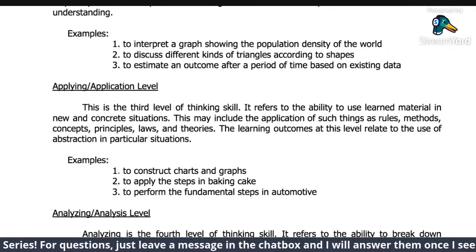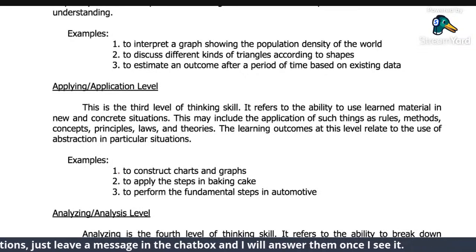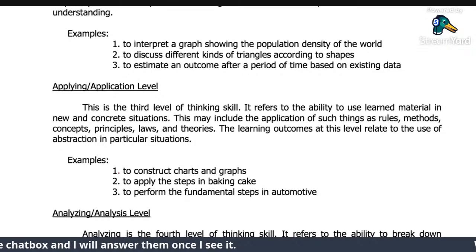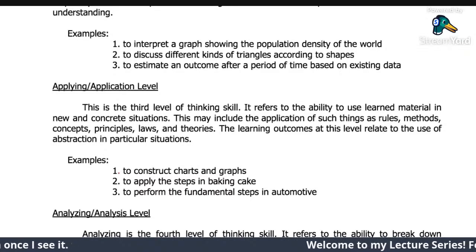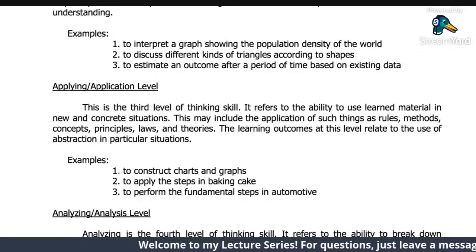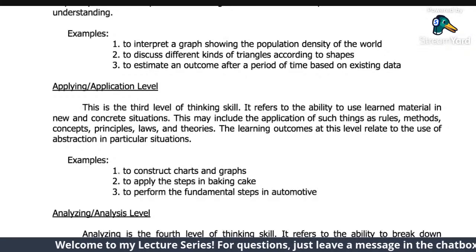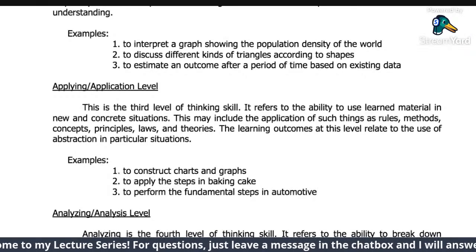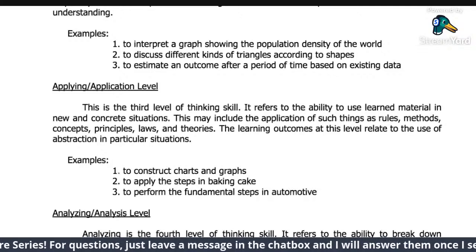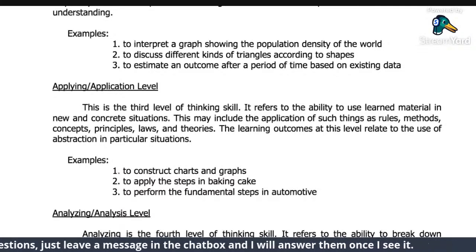Then to apply the steps in baking a cake. So, yung teacher ninyo, pinakita kung paano mag-bake ng cake. So, pinakita yung mga major steps in baking a cake. So, memorize mo kung ano yung mga steps, and then you can explain each step. And now it's high time to apply that in baking a cake.